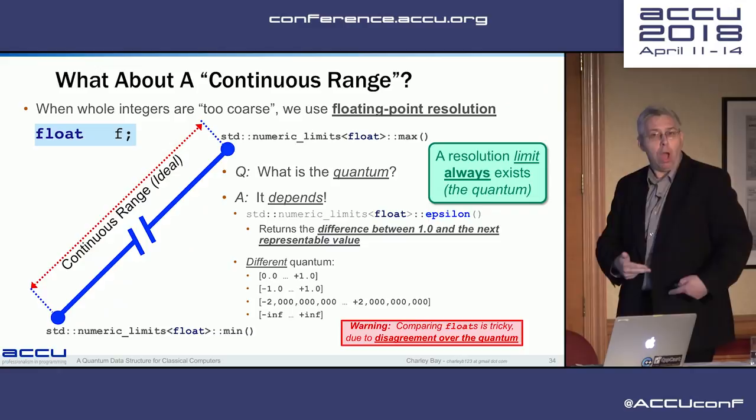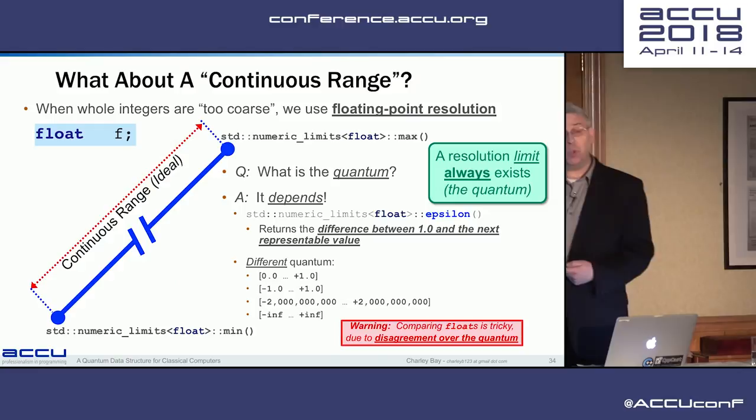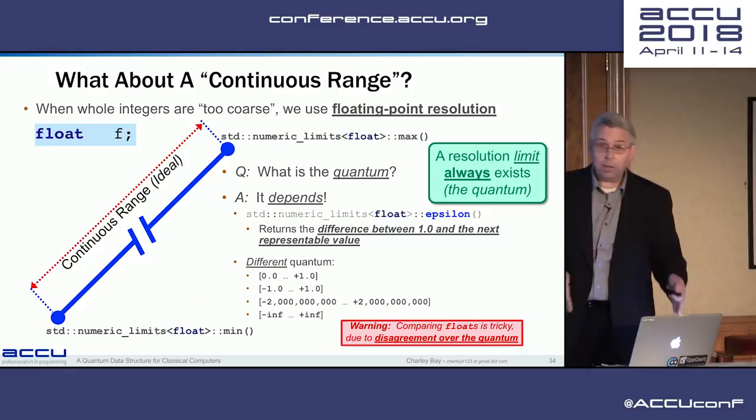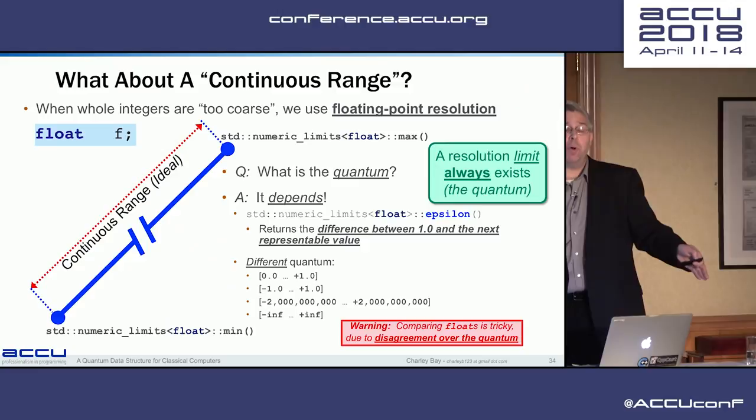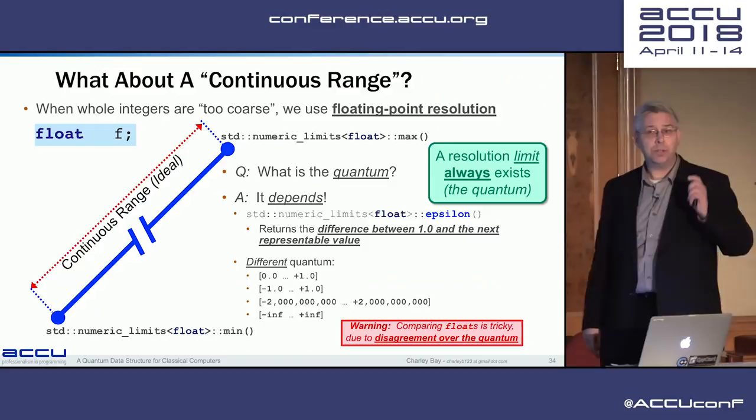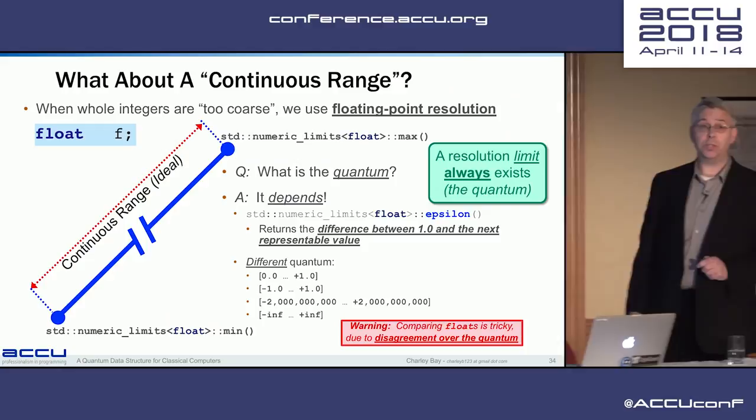Now, this is a bit of a sticky problem. Comparing floats is hard, very hard, because the quantum will change. Is your range 0 to 1, negative 1 to positive 1, negative 2 million to positive 2 million, negative infinity to positive infinity? When you start fiddling with your range, the quantum is changing. And that's kind of like type punning, and that's why we have resolution issues in comparing floats. This is very hard to do because we have not normalized the quantum. That's why floats are hard. But the resolution always exists. And in this case, we have a way to access the hardware limits.